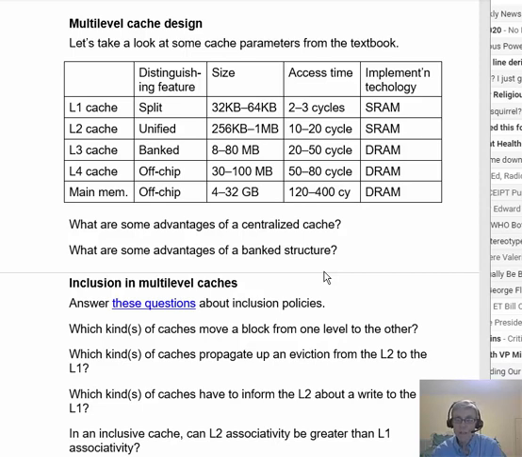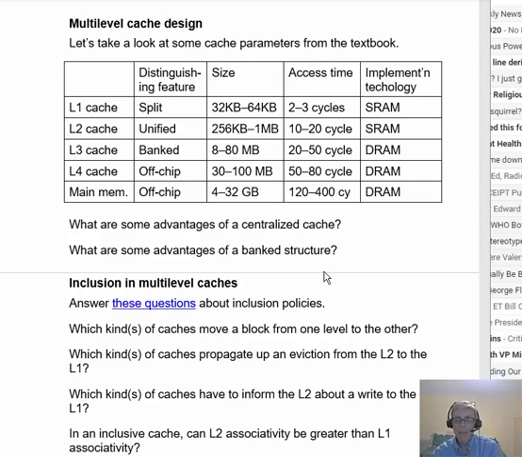The distinguishing feature of the L1 cache is that it's split. That is, there are separate data and instruction caches so that they can be easily accessed in parallel. The L2 cache is unified. There's a single cache that contains instructions and data. The L3 cache is banked, which means that there are different parts of the cache, different addresses of the cache, that are located in different parts of the chip. And L4 and main memory, of course, would be off chip.